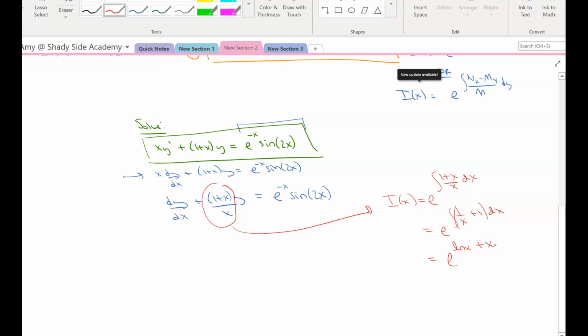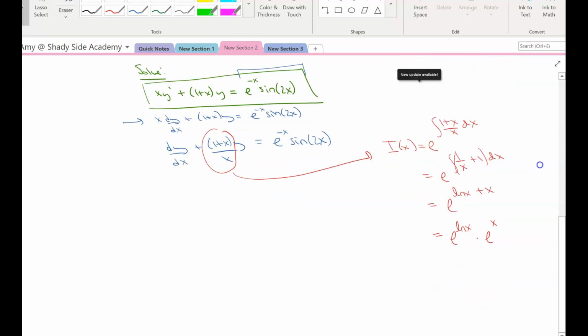Everyone good? All right. Now it's going to behoove me to manipulate this as well, because who wants to deal with e to the power, where the power is added? Let's write it like this, using properties of exponents. And then I can even do one better. This just becomes x e to the x. So that is my integrating factor.